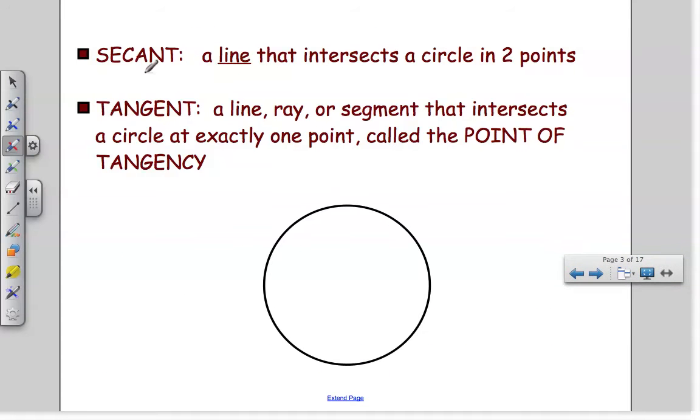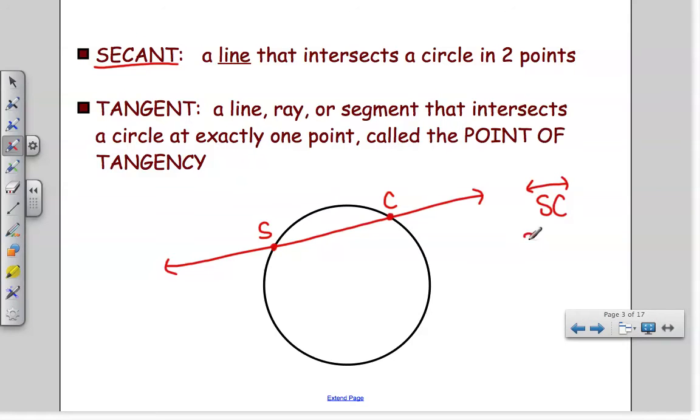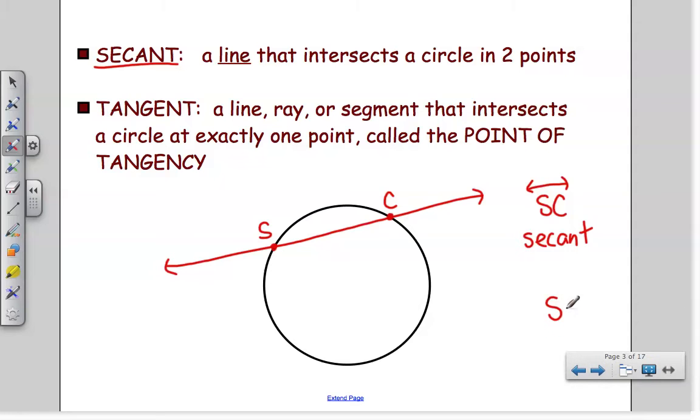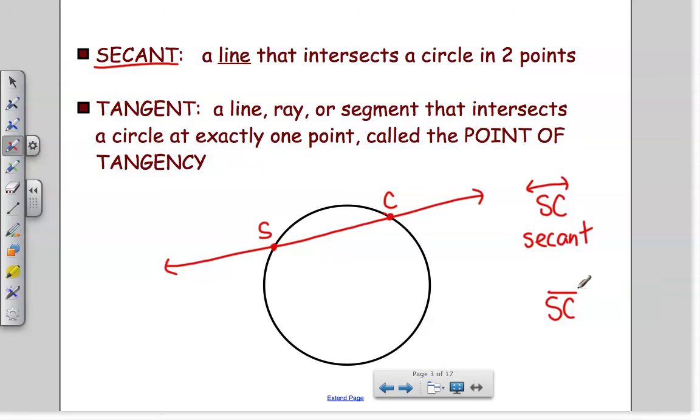A secant. A secant is a line that intersects a circle in 2 points. So it's a line that goes through a circle and hits at 2 different places. This would be a secant. And maybe I'll label this as SC for secant. And if I would talk about the secant, I would put my line over the top. And there's something to be said about being careful with that line over the top, because let's say I talked about SC as a segment instead. Well, that would not be a secant because I don't have the line over the top.